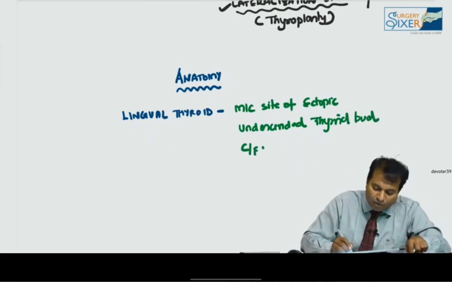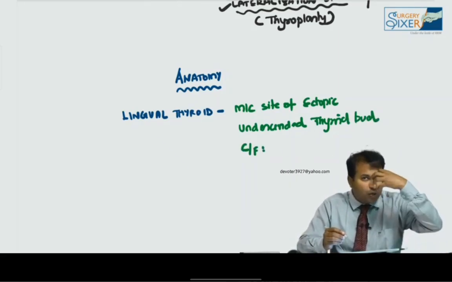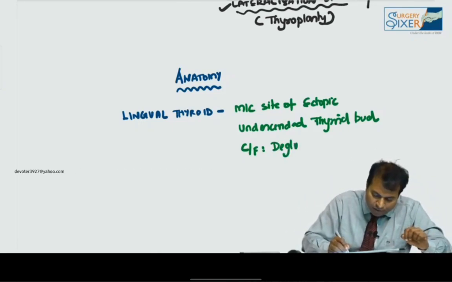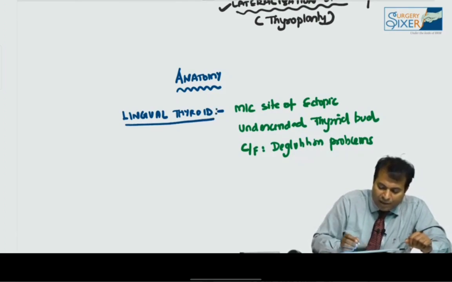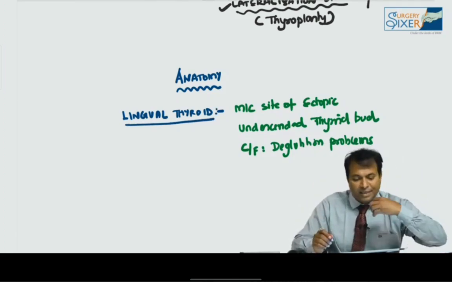The patient will have clinical features of deglutition problems, difficulty in swallowing. The patient will have a huge swelling at the foramen cecum level. So this is the classical feature of lingual thyroid, which is the most common site due to the undescended thyroid bud from the foramen cecum down. Please don't forget this point.